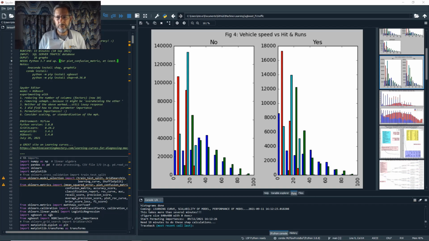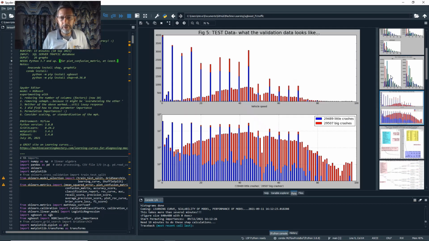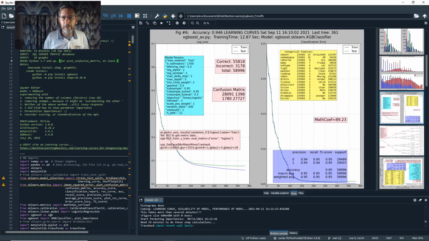Let me give you a preview of some of those graphs we're going to talk about. Over here on your left side or right side, whatever side that is, we're going to talk about bar charts. Here's a bar chart showing what the validation data looks like, the types of crashes, good and bad. We're going to talk about learning curves, okay? So the first two were about the data.